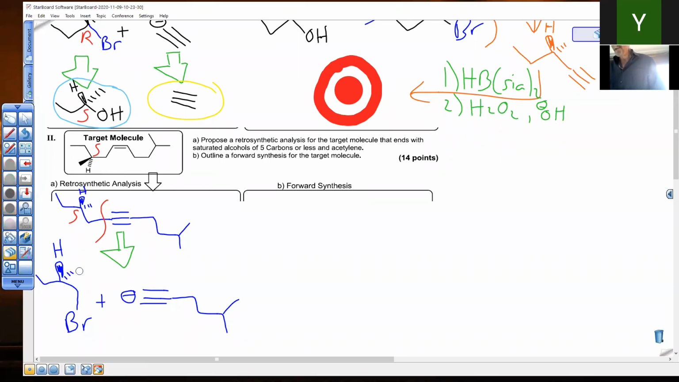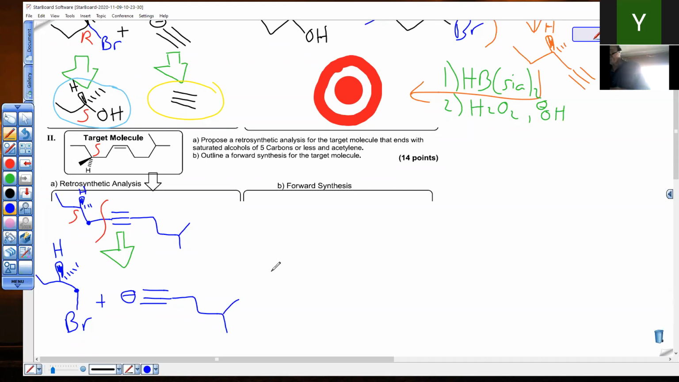Oops. Why I put H there instead of methyl, I don't know. That is not the carbon that gets attacked. It is this carbon right here. I'll put a dot there so you know that's a carbon. That's this carbon right here. And that's not a stereocenter.